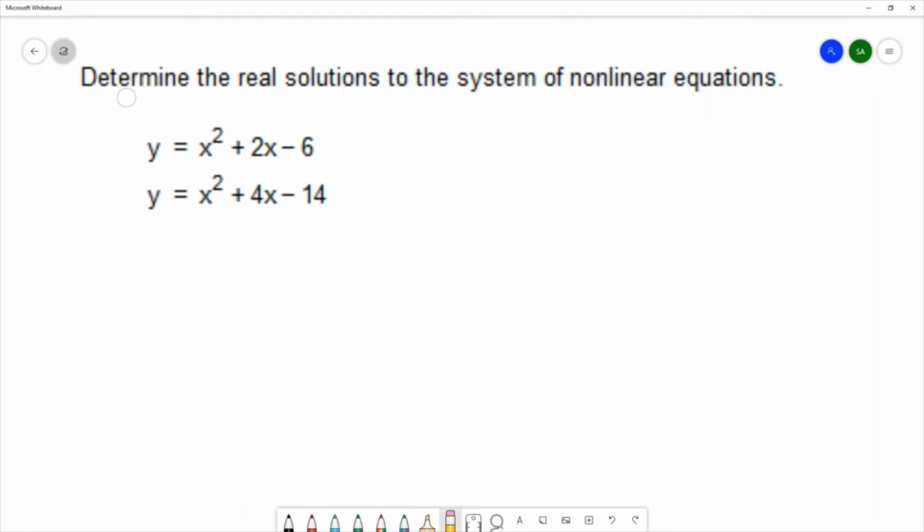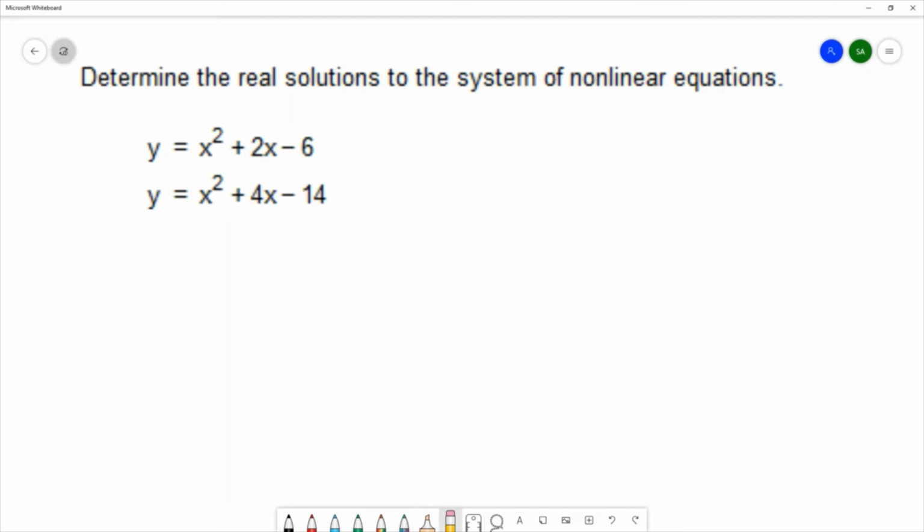For this question, we want to determine the real solutions to the system of nonlinear equations. The system we have is y equals x squared plus 2x minus 6, and y equals x squared plus 4x equals 14. We can solve the system using either substitution or elimination.